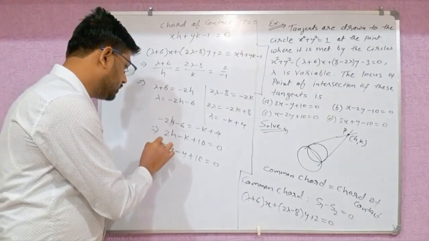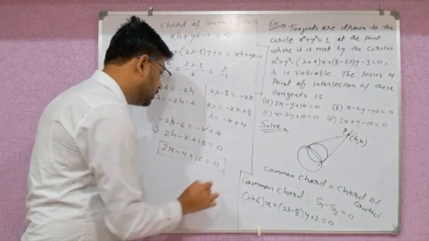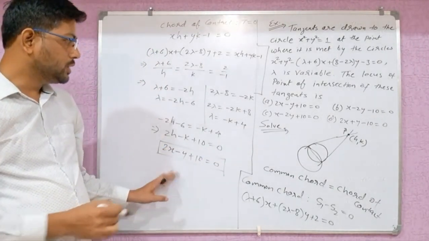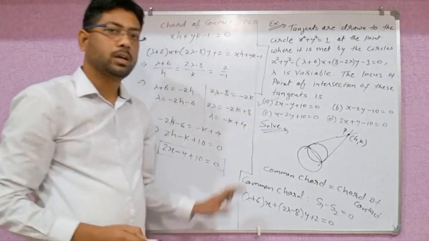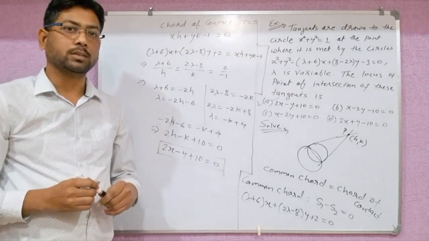So that will be this, 2x minus y plus 10 is equal to 0. That was required. Okay, so this is which option? This is 2x minus y plus 10 is equal to 0. This is option A. Okay, so this is our required answer.